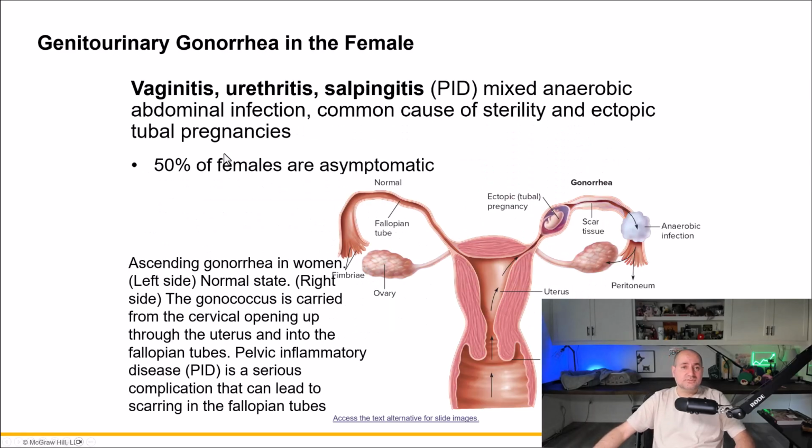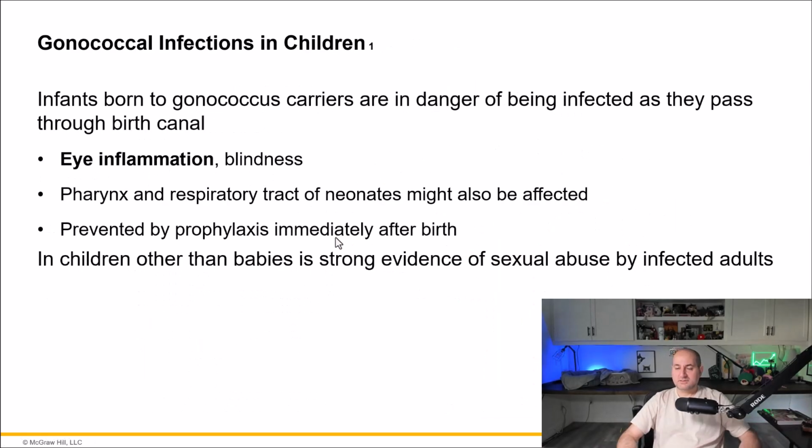In the female, this bacteria causes vaginitis, urethritis, salpingitis, essentially PID, which stands for pelvic inflammatory disease. Again, the bacteria makes its way up the cervix, through the uterus, can even make its way through the fallopian tubes and cause a lot of infection and scar tissue to form there. Again, it can also lead to infertility if not treated. If the mother has gonorrhea, then the child can even pick it up during birth. This can lead to eye inflammation, resulting in blindness in the child if not treated.